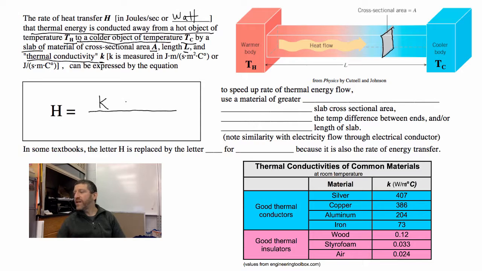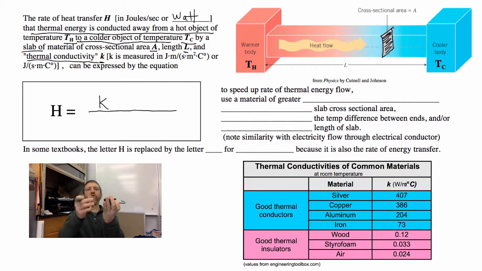How about this? See this area right here, A. So that's the cross-sectional area. Think about it in terms of molecules colliding. If I increase the area, will there be more molecule collisions, like an interface between these two objects, or will there be less? There will be more. There's more space for those molecules to hit each other.